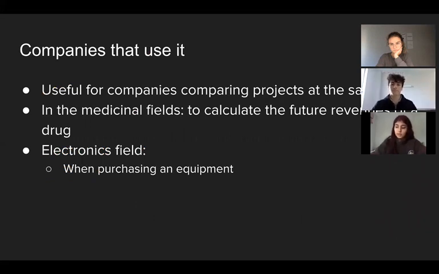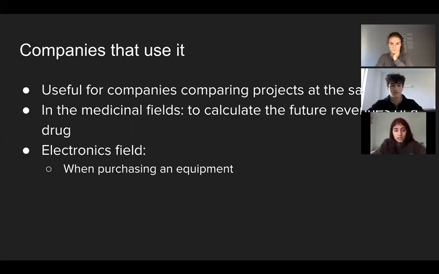So companies use it when they're comparing projects at the same time. For example, in the medicinal field, drug developers use it when they want to calculate the future revenues of a drug to determine if it's worth the cost of development. And in the electronics field, companies use it, for example HP, when considering whether or not to purchase equipment to be attached to the main manufacturing machine.